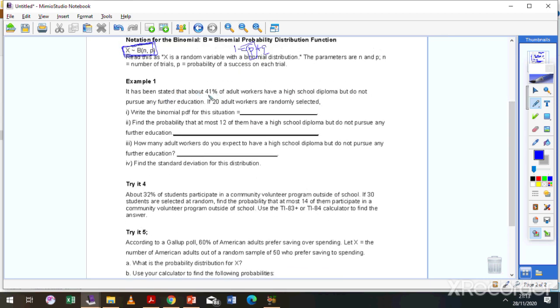Okay, let's look at the example. 41% of adult workers have a high school diploma, so this is going to be your p, but do not pursue further education. If 20 adults are randomly selected, this is going to be a number of trials. Write a binomial PDF for this function. X is a binomial PDF in which you have 20 trials and the probability of success is 0.41. Find the probability that at most 12 of them have a high school diploma but do not pursue any further education. So probability that at most means less or equal to 12.